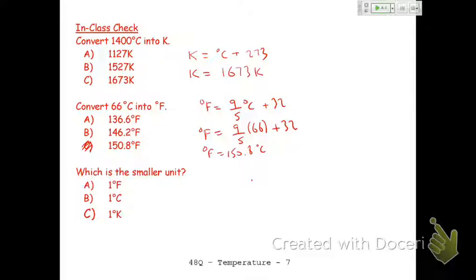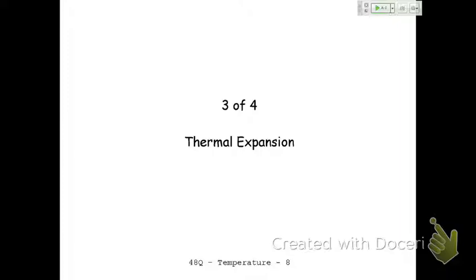Which is the smaller unit: degrees Fahrenheit, degrees C, or degrees Kelvin? What do you think? It's going to be A. Remember, there was 212 down to 32. In the same range, we had 100 going down to 0. In the same range, we had 373 going down to 273. So this was 100 steps, that was 100 steps, and this was 180 steps. So the degree Fahrenheit is the smallest one. Okay, so we'll draw a line.